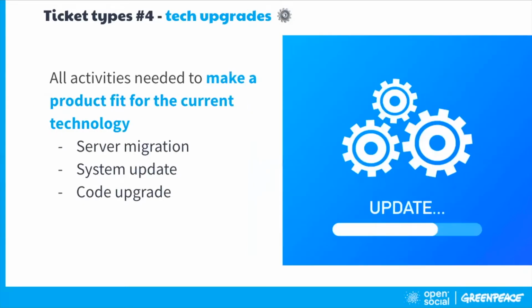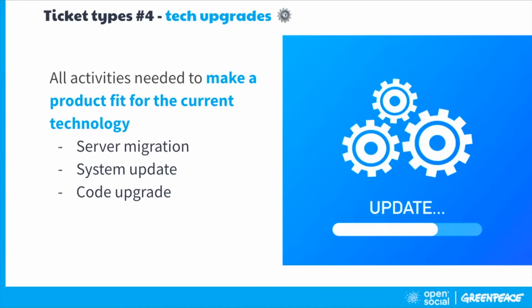The fourth type are tickets that we at Greenpeace don't really raise, but that are mostly raised by the development team itself, and are super useful to essentially keep our technology fit for the current web landscape. So every server migration, system update, installation of new security protocols and stuff like that. All these activities or backlog elements are tickets labeled as upgrades, system upgrades or technology upgrades.